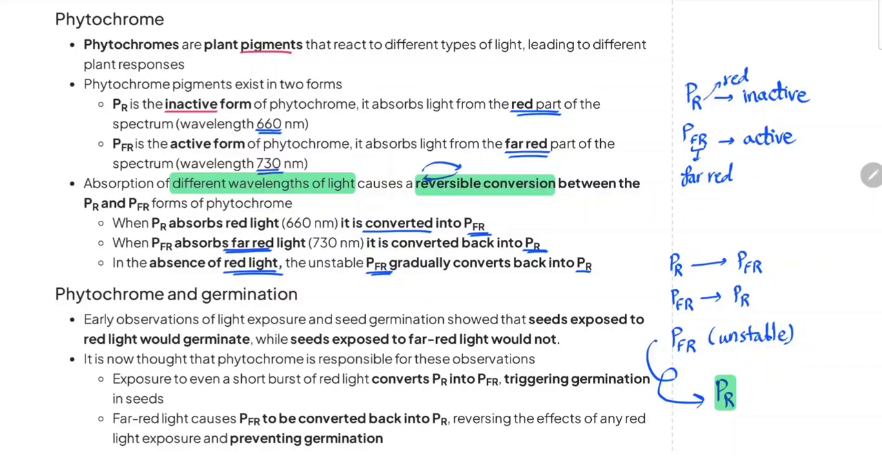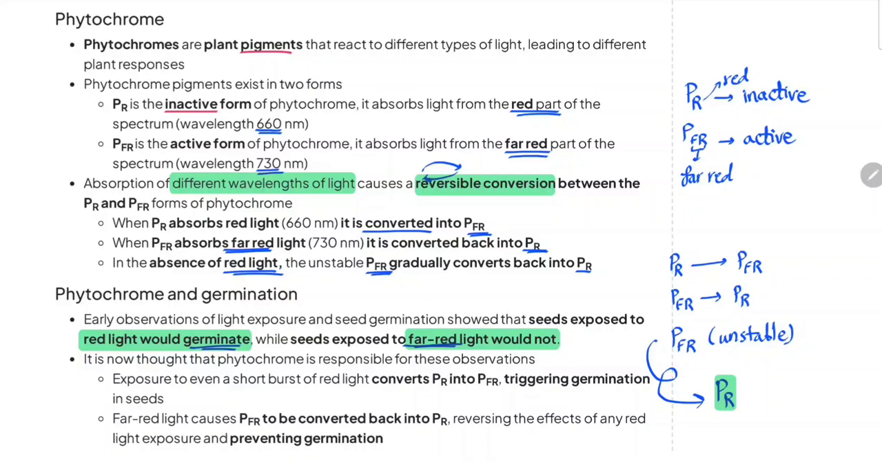Phytochrome and germination. Early observations of light exposure and seed germination showed that seeds exposed to red light would germinate, while seeds exposed to far red light would not. Why is that, however? We said the red light, which is a lower wavelength, would make it germinate, and the seeds exposed to the far red light would not.